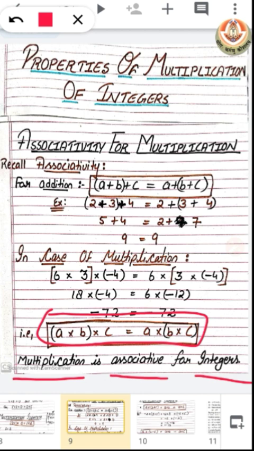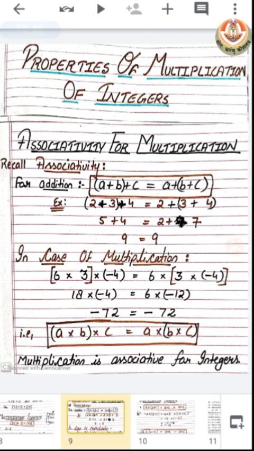This is our property of integers for associativity for multiplication. I hope you have understood very well. Let's move on to another.